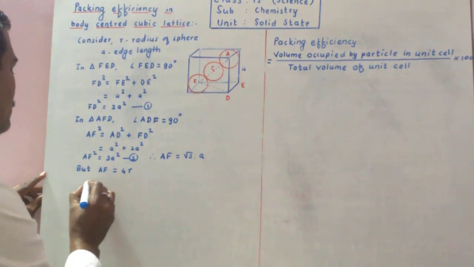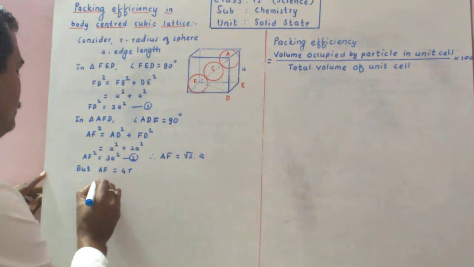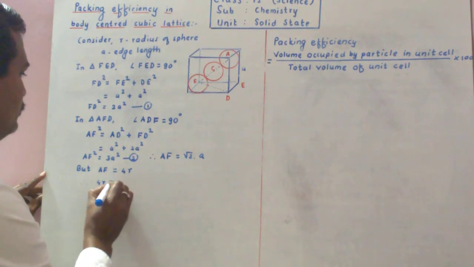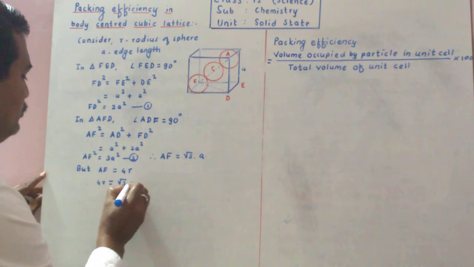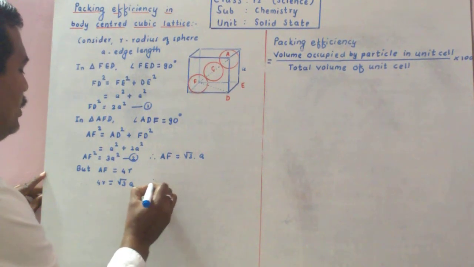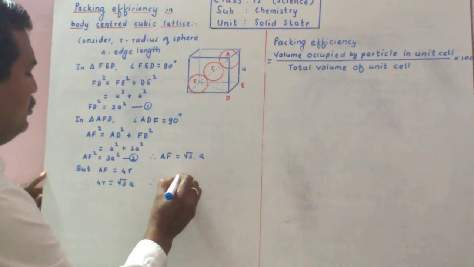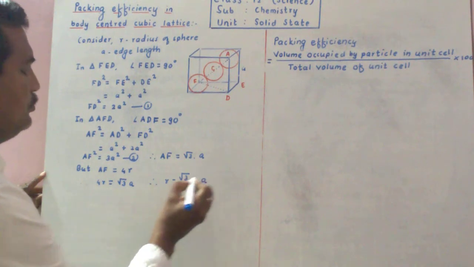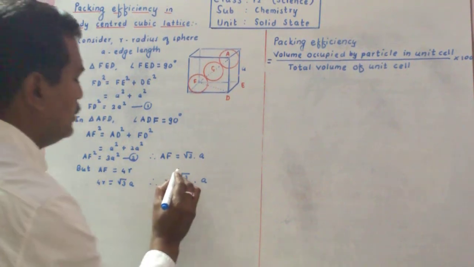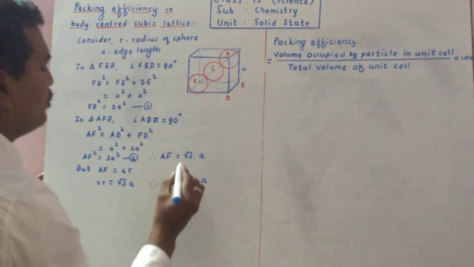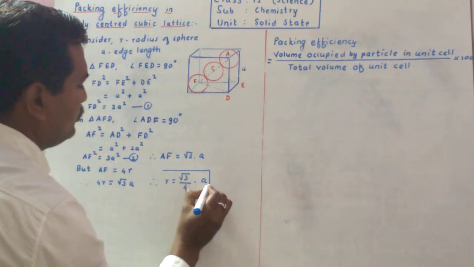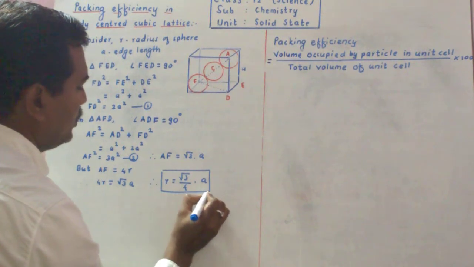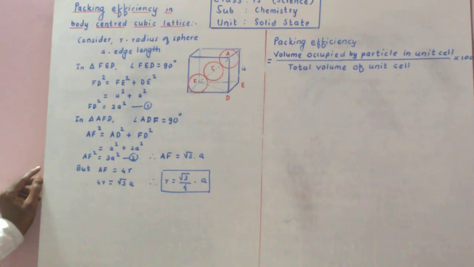So R will be root 3 upon 4 into a. This is the relation between the radius and edge length in body centered cubic unit cell. This is a very important formula. Relation between the radius and edge length in body centered cubic lattice.